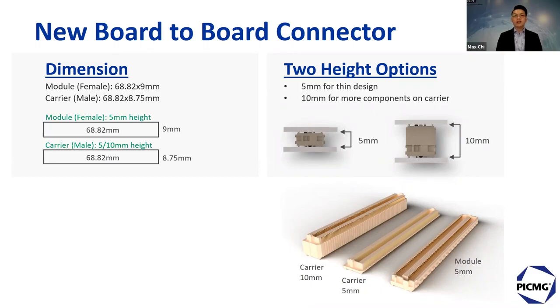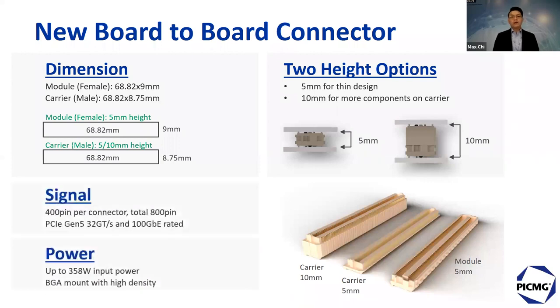As a combination of module and carrier, you have two options. If you want a thin design, you can go for 5 millimeter high. You can also go for 10 millimeter high if you want more components to be implemented on the carrier. The new board-to-board connector has 400 pins, and the total is 800 pins. Because we have 800 pins, it can support more IOs. The connector itself is also high-speed rated, so it can support higher input power up to 358 watts, and it can also support high-speed IOs with the new generation and new standard IOs.